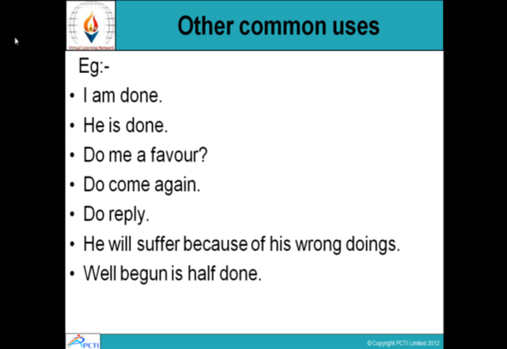Another use of do, we change do into a noun. Do, as I said, is a helping verb as well as a main verb. But let's see the use of do as a noun. And here, to make a noun, we add ing to do. He will suffer because of his wrongdoings. Here, doings means deeds. He will suffer because of his wrong deeds. Wrong things that he has done. Instead of saying wrong things he has done, we have used one word. He will suffer because of his wrongdoings.